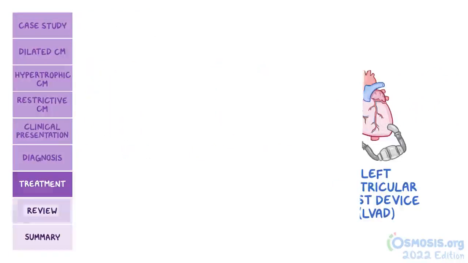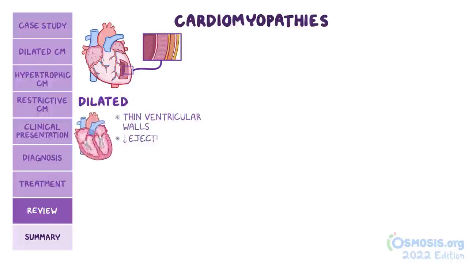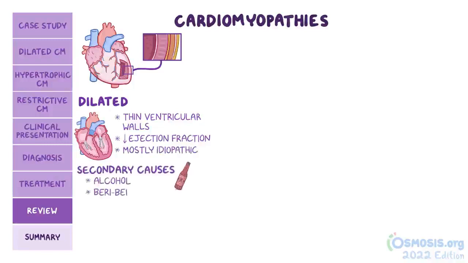Alright, as a quick recap, cardiomyopathies are diseases of the heart muscle and are classified into dilated, hypertrophic, and restrictive cardiomyopathy. Dilated cardiomyopathy is characterized by thin ventricular walls and a reduced ejection fraction. It's mostly idiopathic, but secondary causes include alcohol use, beriberi, and medications like doxorubicin.